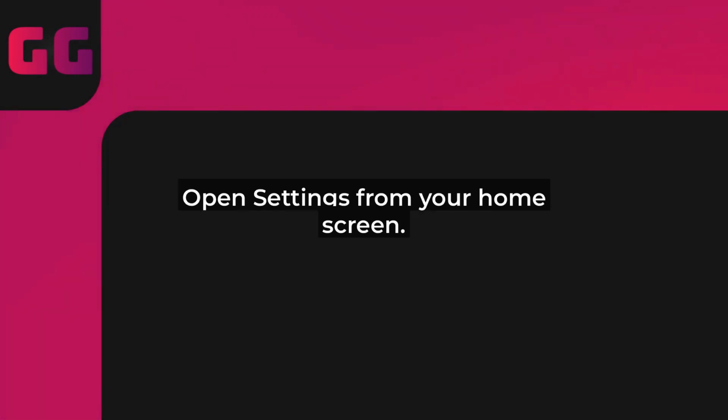Let's dive right in. First, unlock your Android phone and head to the home screen. Swipe down from the top to access the quick settings, then tap the gear icon to open the full settings app. It's usually at the top right for easy access.